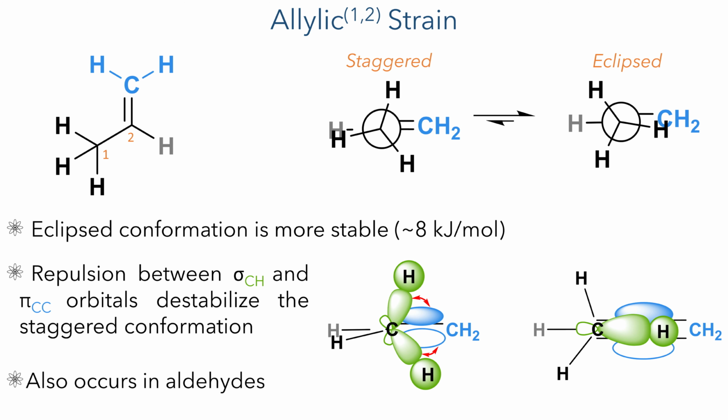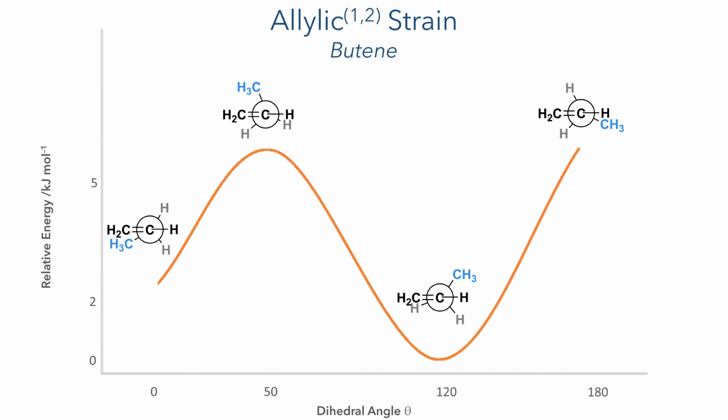When it is in the eclipse conformation, there is only one interaction between the pi bond and a filled sigma bond. This interaction is not limited to carbon-carbon double bonds, but also carbons bonded to heteroatoms, such as in aldehydes. We can see this kind of interaction in butene, where the lowest energy conformation is where the double bond is eclipsed with a hydrogen atom, and the methyl group is pointed away from the double bond to minimize repulsion.